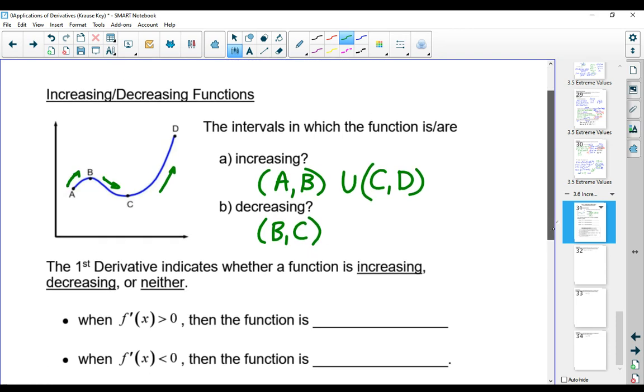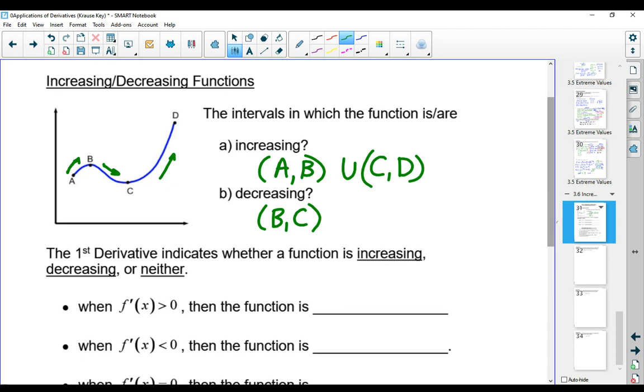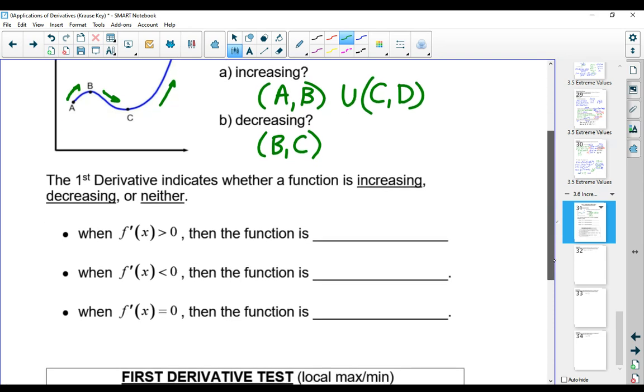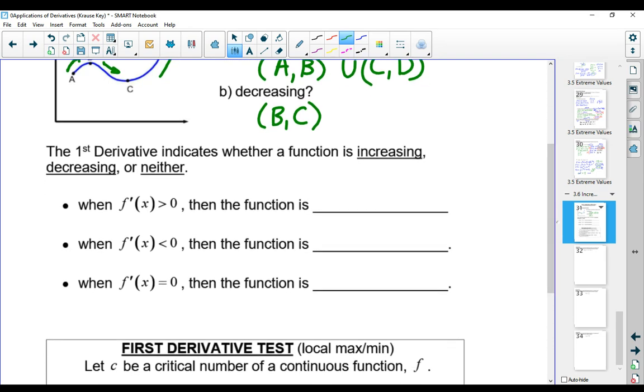Now, the first derivative indicates whether a function is increasing, decreasing, or neither. Again, is the tangent positive or negative? So the first derivative indicates whether a function is increasing or decreasing or neither when they meet these particular situations. If the derivative is positive, in other words, it's greater than 0, the function is increasing. If the derivative is less than 0 or negative, then the function is decreasing.